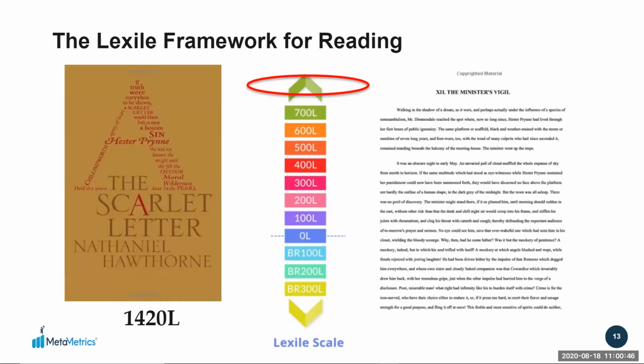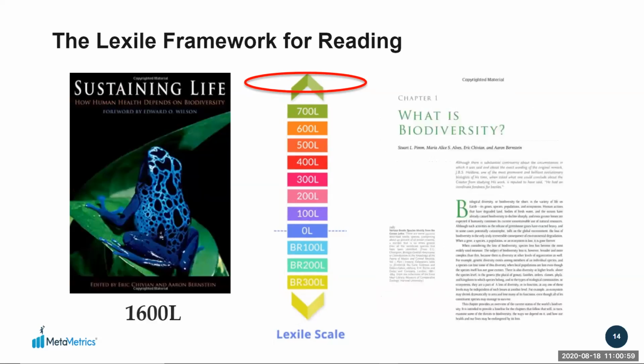More complex texts, say something like Hawthorne's The Scarlet Letter, weighing in at 1420L, with its elevated vocabulary and complex sentence structure, continue our journey up the scale. In fact, the scale has no upper limit. A freshman level university biology textbook, Sustaining Life, comes in at 1600L. And actually, there are a very, very few titles that are above 2000 Lexiles. Again, I've shown here a sampling of books that helps us to imagine specific points along the Lexile scale. And I'll share a resource a bit later in this recording that expands on this idea.